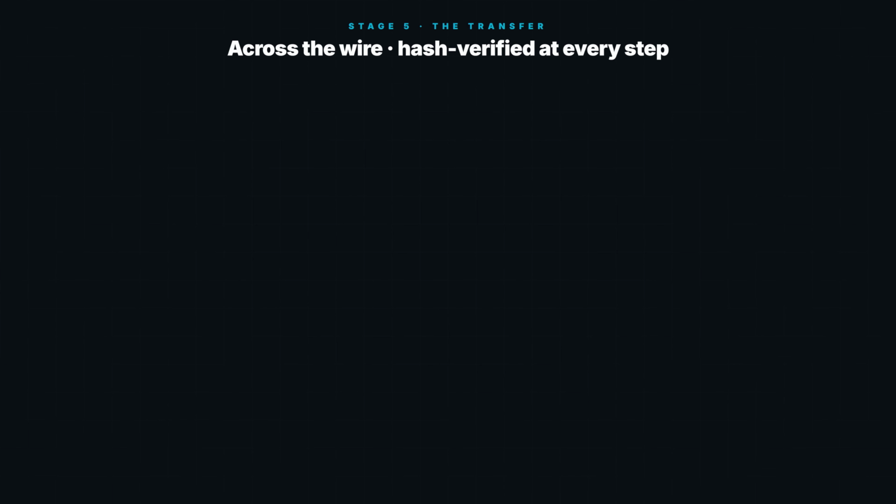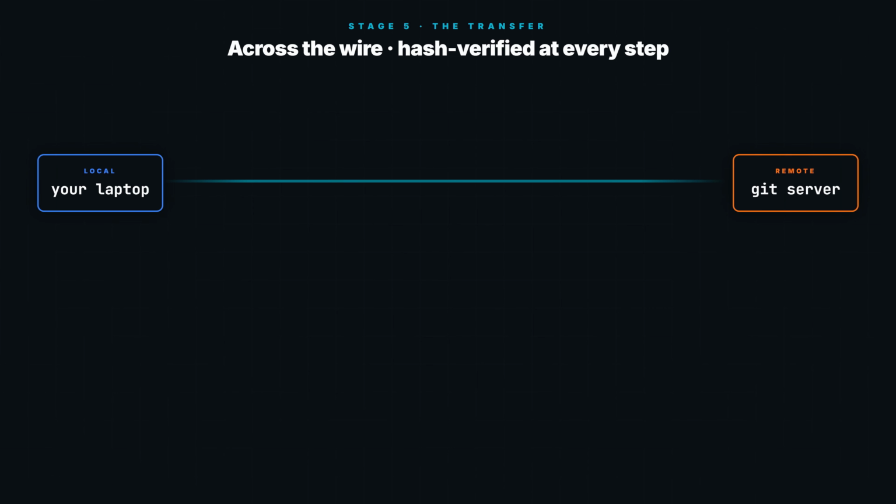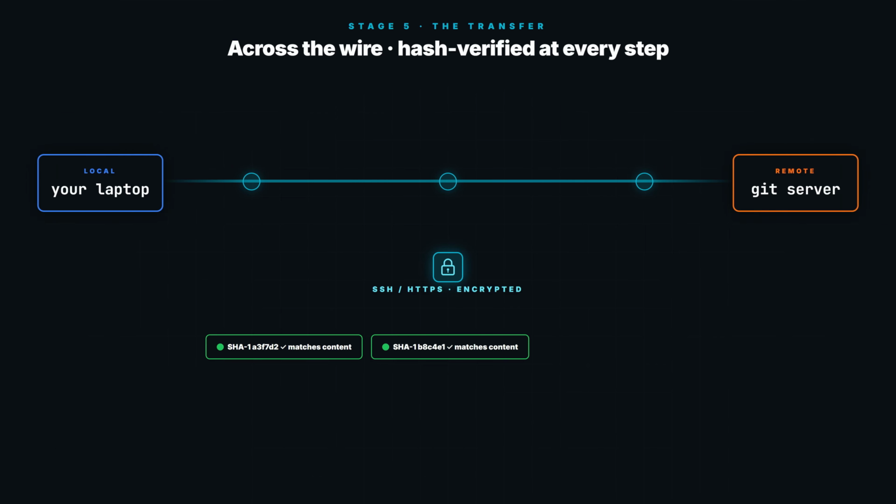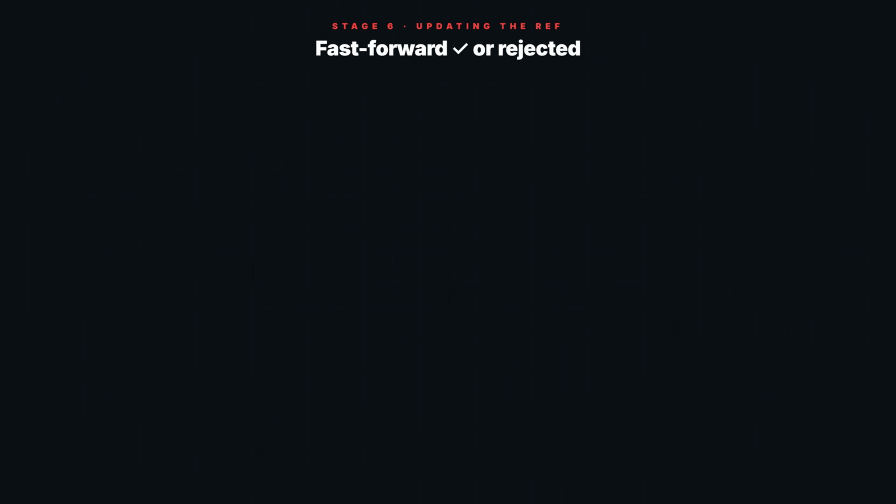The pack file flies across the internet, through SSH or HTTPS, compressed, encrypted and validated. On the other side, the remote server receives the bytes, reassembles the pack file and verifies every object's hash matches its content. If even one byte was corrupted in transit, well, the hashes don't match. The push fails. Git is paranoid about data integrity, and that's a feature, not a bug.